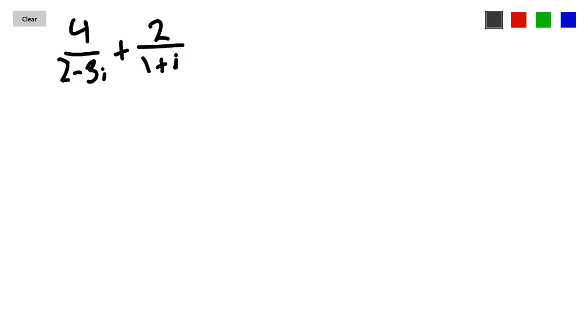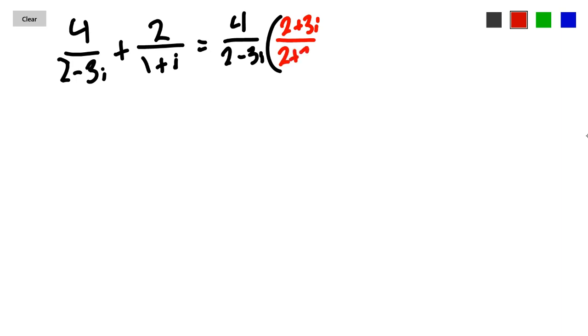Just like that. So what I'm going to do is use the trick of the conjugates and apply it to both the fractions. So I've got 4 over 2 minus 3i multiplied by the conjugate of this denominator, which is 2 plus 3i over 2 plus 3i. And I'm adding that to the second fraction, that's multiplied by its conjugate. So I have 1 minus i on the bottom and 1 minus i on the top.